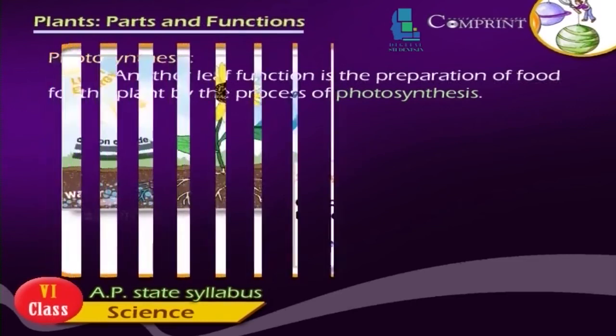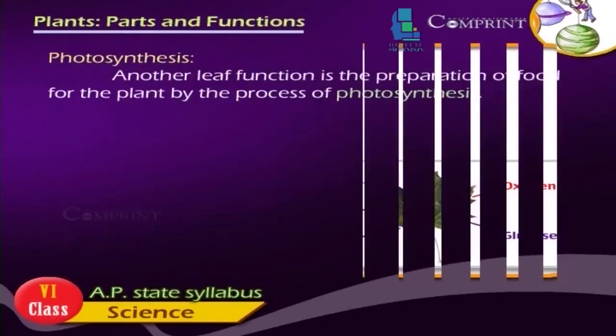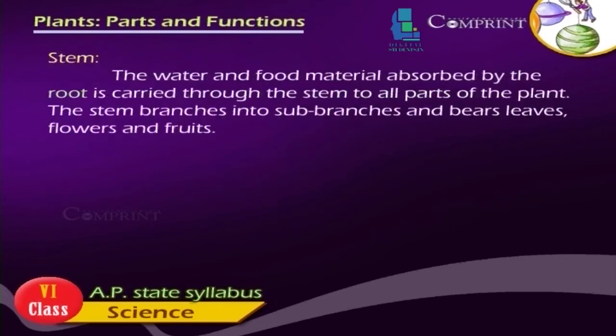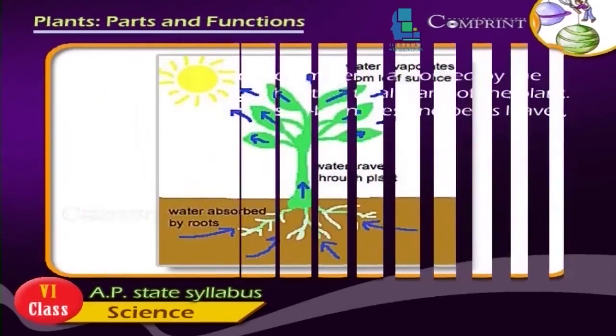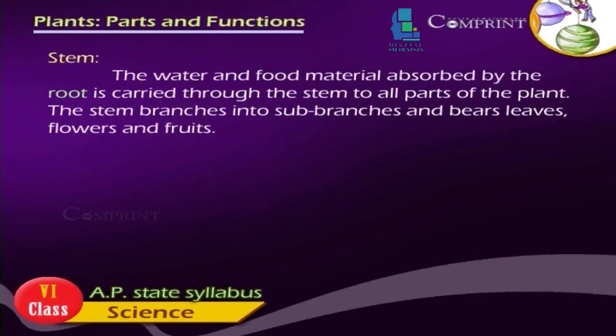Photosynthesis. Another leaf function is the preparation of food for the plant by the process of photosynthesis. Stem. The water and food material absorbed by the root is carried through the stem to all parts of the plant. The stem branches into sub-branches and bears leaves, flowers and fruits.